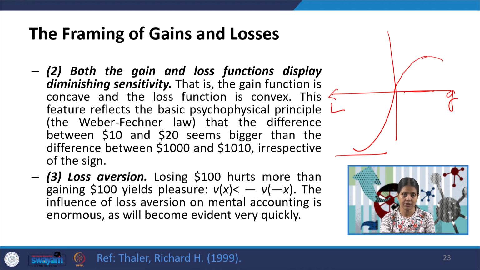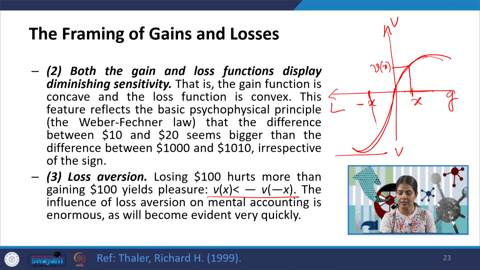And finally, the third feature is loss aversion. Losing $100 hurts more than gaining $100 yields pleasure. So, if you remember, the slope of the gain function is much lower than the slope of the loss function. The loss function is steeper. So, this is what is implied here. If I take x here, and we are measuring values here, this is x, this is minus x, this is the amount V(x) and this is V(-x), and of course, this is in the negative. So, minus V(-x), and what it says is that this is actually much greater than this.